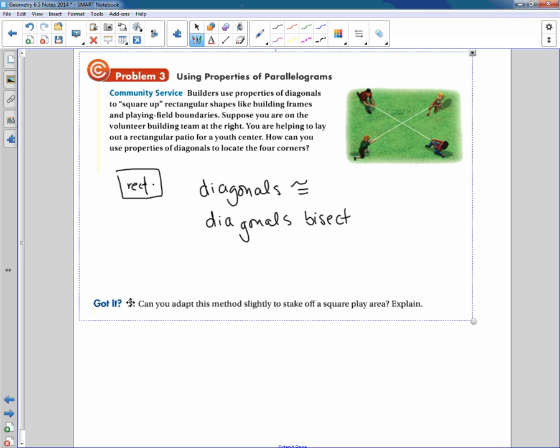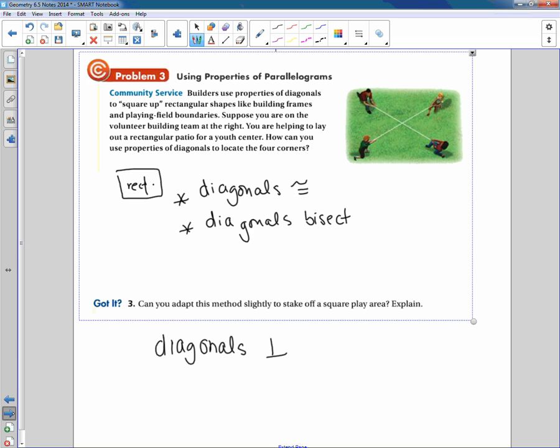Could you adapt this method slightly to stake off a square? How could we do it if we wanted it to be square? Well, I was going to say the diagonals would be congruent and they would be bisectors, but they would also be what? For a square, the diagonals would also be perpendicular. So you'd also have 90-degree angles.